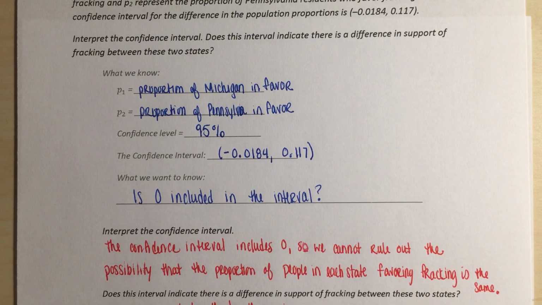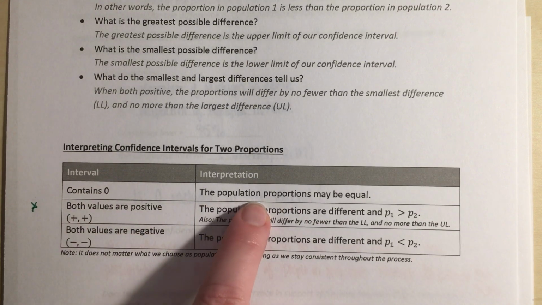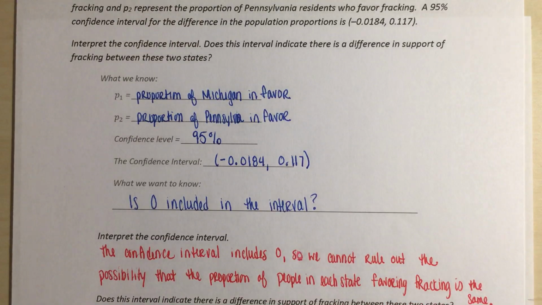The confidence interval includes 0. So if we go back to our table on the previous page, if our confidence interval contains zero, the population proportions may be equal. So we cannot rule out the possibility that the proportion of people in each state favoring fracking is the same. Since 0 is included in the interval, we cannot rule out the possibility that the proportions are the same.